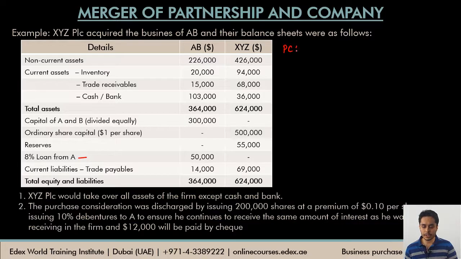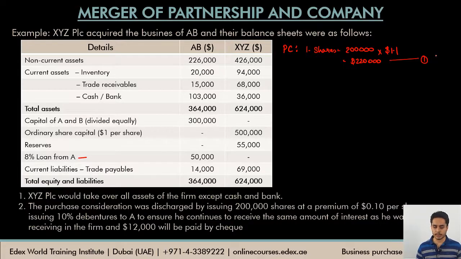Now, purchase consideration is made up of three parts. First, issue of shares. 200,000 shares are issued, number of shares 200,000, multiplied by face value of 1 and premium of 0.1. So the total value of shares would be 200,000 into 1.1, 220,000. So this is our first part of the discharge of purchase consideration. Second, a certain value of 10% debentures are issued to A. We'll have to calculate that value.